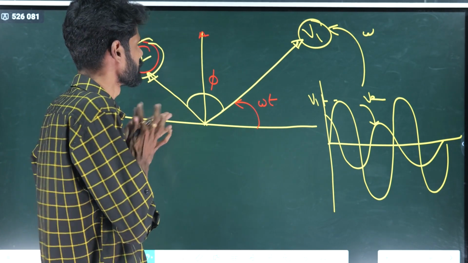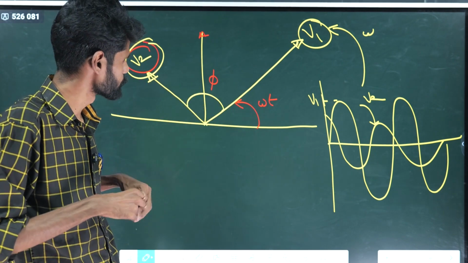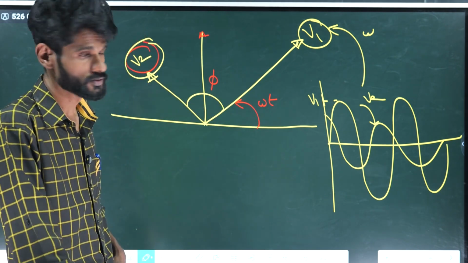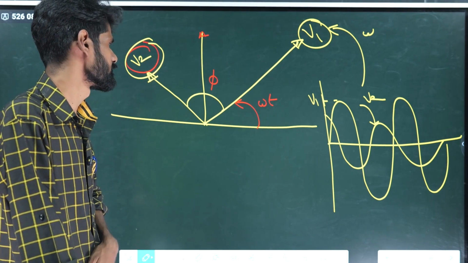Just think of them as phasors or vectors that rotate, and we can use all the laws of vector addition to manipulate these phasors. So here V2 is leading, and V1 is lagging.